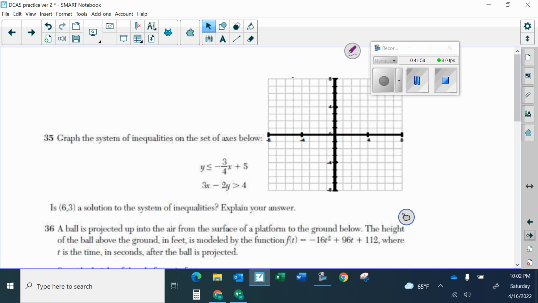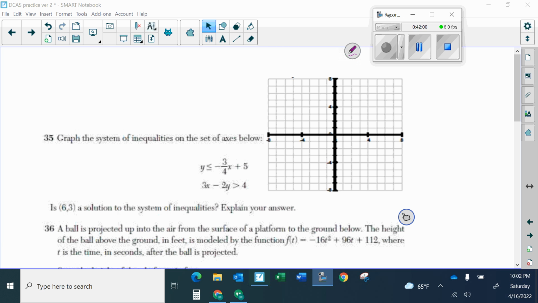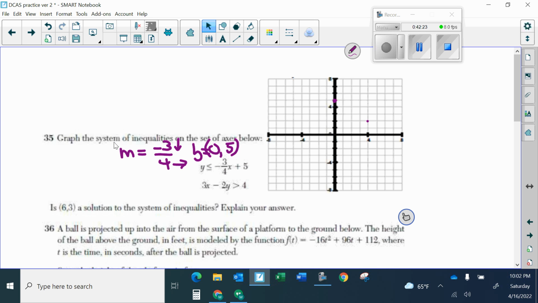All right, next here, graph the system of inequalities on the axis below. Remember, this is slope-intercept form. First one, so m equals negative 3/4, my slope, down 3, right 4. My y-intercept is 0, 5. Remember, you always plug in 0 for the x, it gives you the y. So 0, 5, and down 3, right 4. 1, 2, 3, 1, 2, 3, 4. And it's a solid line because it's got an equals to.